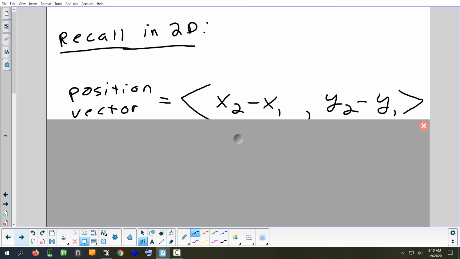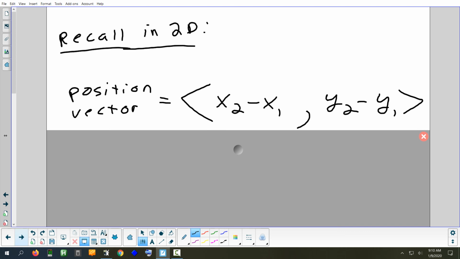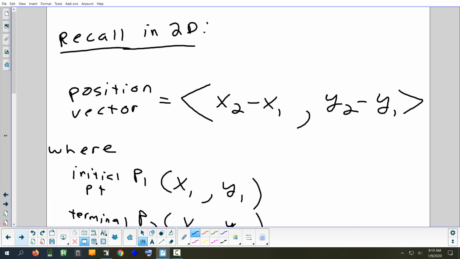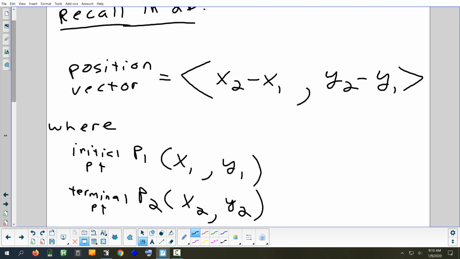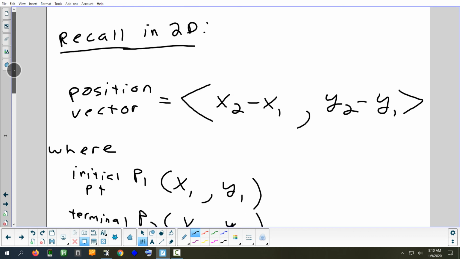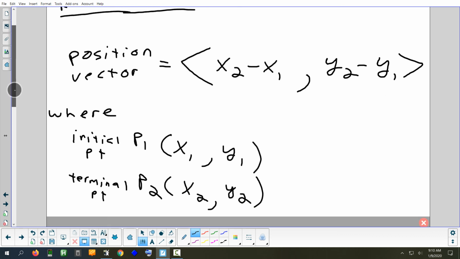All right. So in 2D, the way that you found a position vector was, you took the x components and subtracted them. You took the y components and subtracted them. But remember, with subtraction, order matters. 5 minus 2, 2 minus 5, not the same thing. So the order you have to do it in is what I'm showing you right there. You don't have to write that. That's already in your notes from Monday. When I say recall, it means it's already in your notes. If you want to write it again, you can.